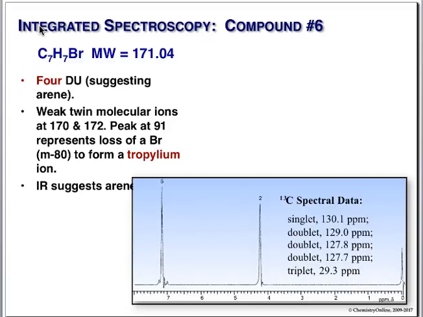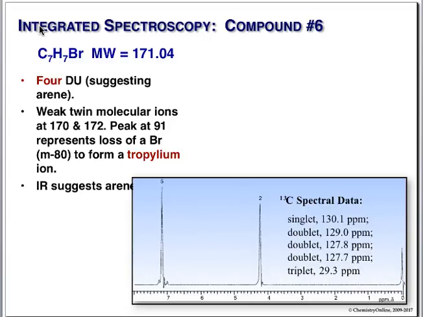C13, we see a singlet and 3 doublets. Once again, monosub-benzene. And we see a triplet. That's our CH2. Down here, it's next to something slightly electronegative.